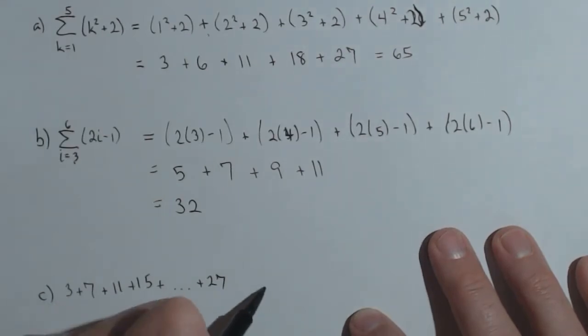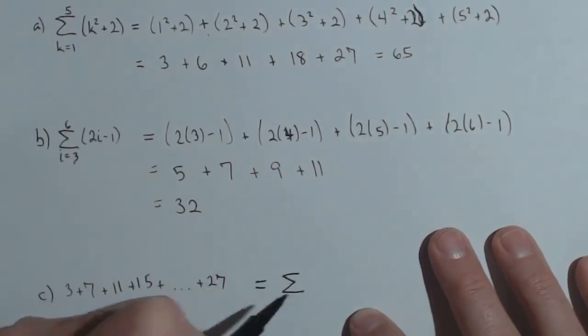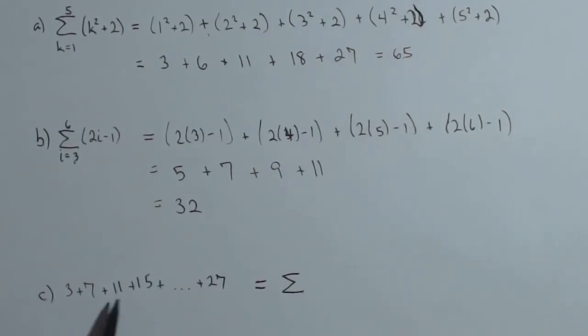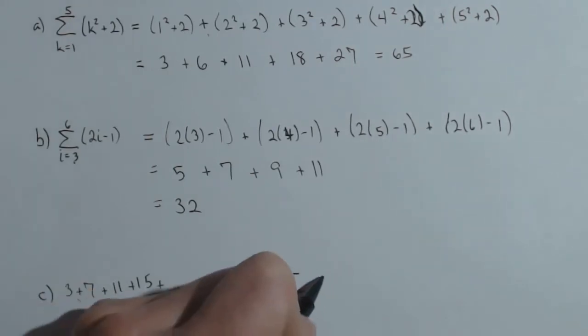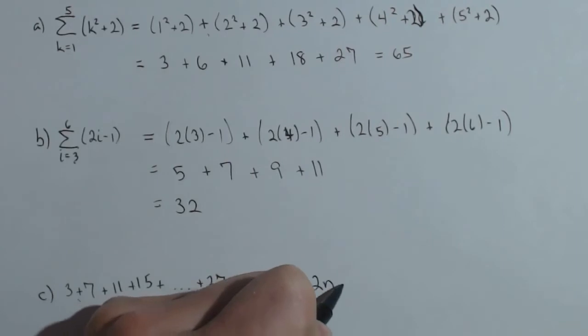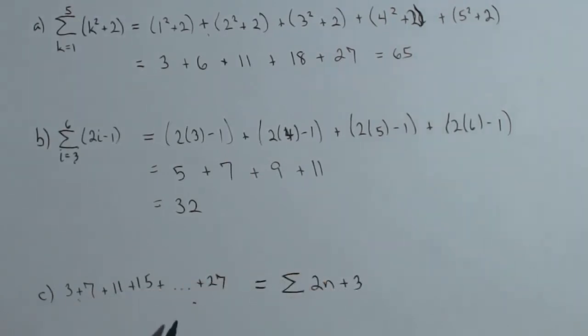Now, what about going the other direction and writing it in summation notation? First thing you want to do is identify some kind of pattern here. So what I see is it's going up by 2 each time, and it's starting at 3. So my general term, 2n plus 3, because I've got a linear relationship. It goes up by 2 each time, and it starts at 3.